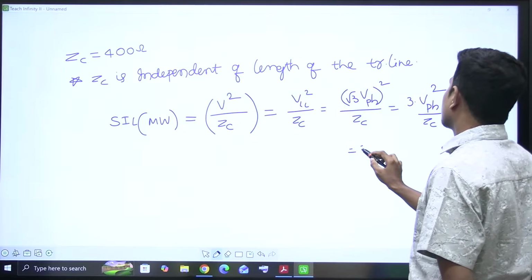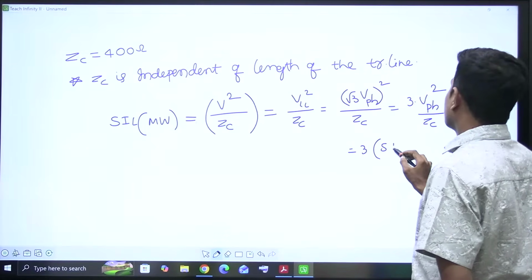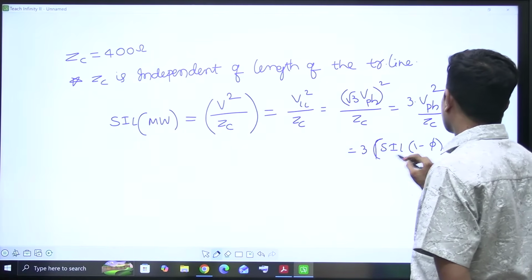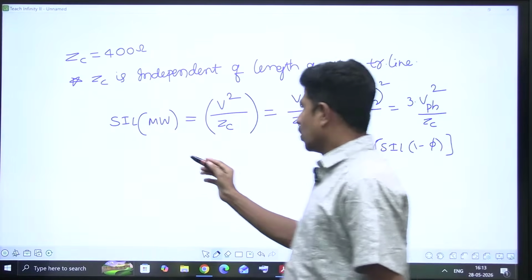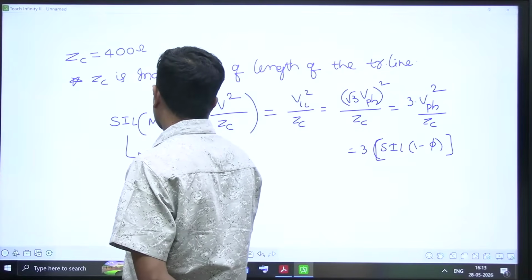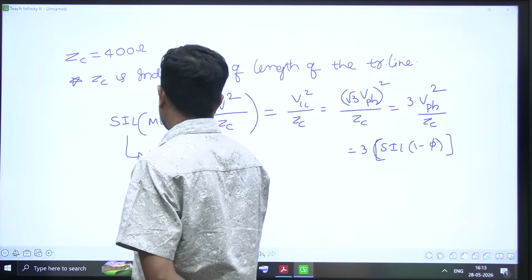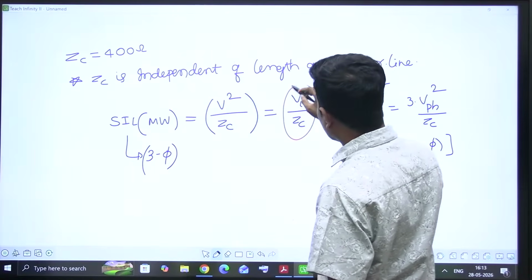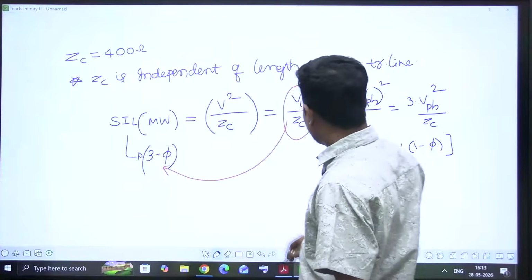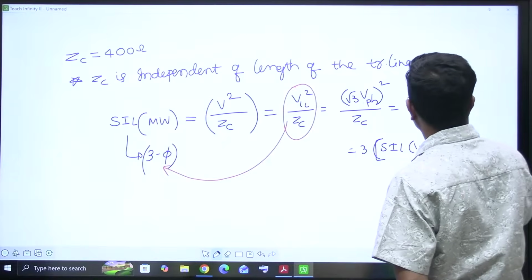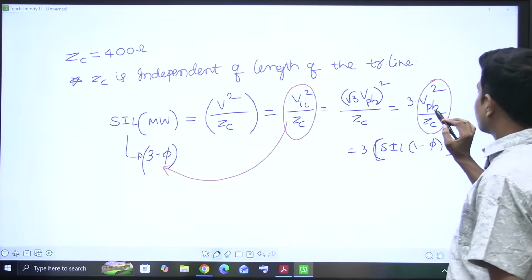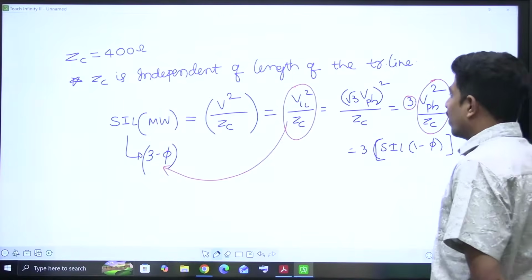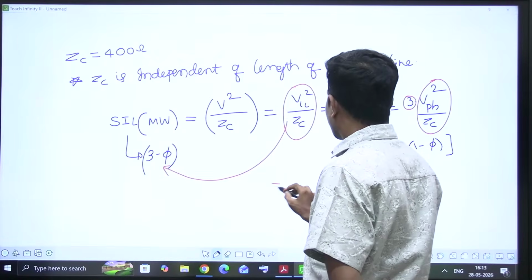That is 3 times the surge impedance loading of single phase. Of what? Single phase, right? So this is 3 phase. If you take the line voltage directly here, you will get 3 phase power directly. If you are taking per phase voltage, you will get per phase power, and if you want 3 phase power, you have to multiply with 3. But why all this? The fellow has given the line voltage directly.